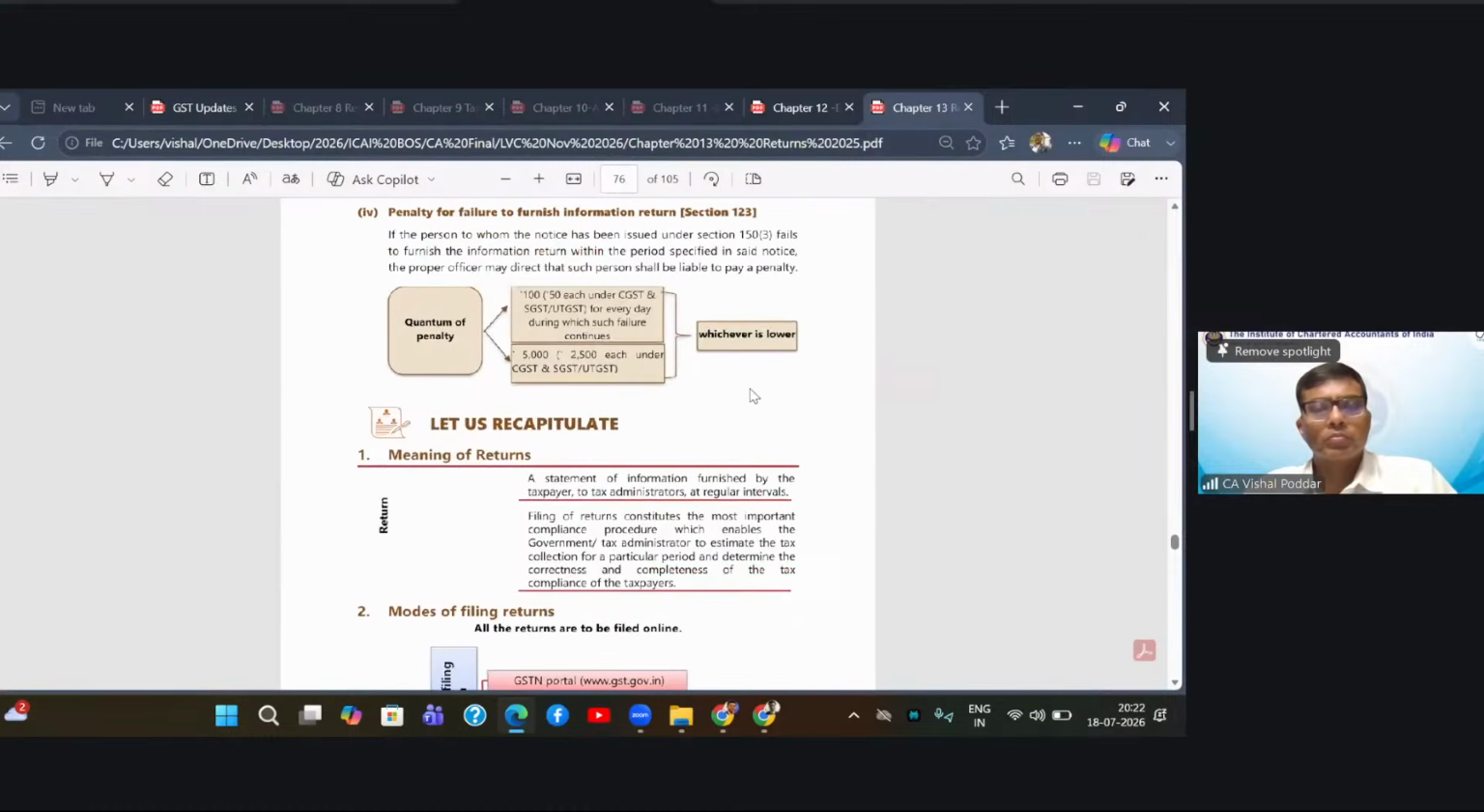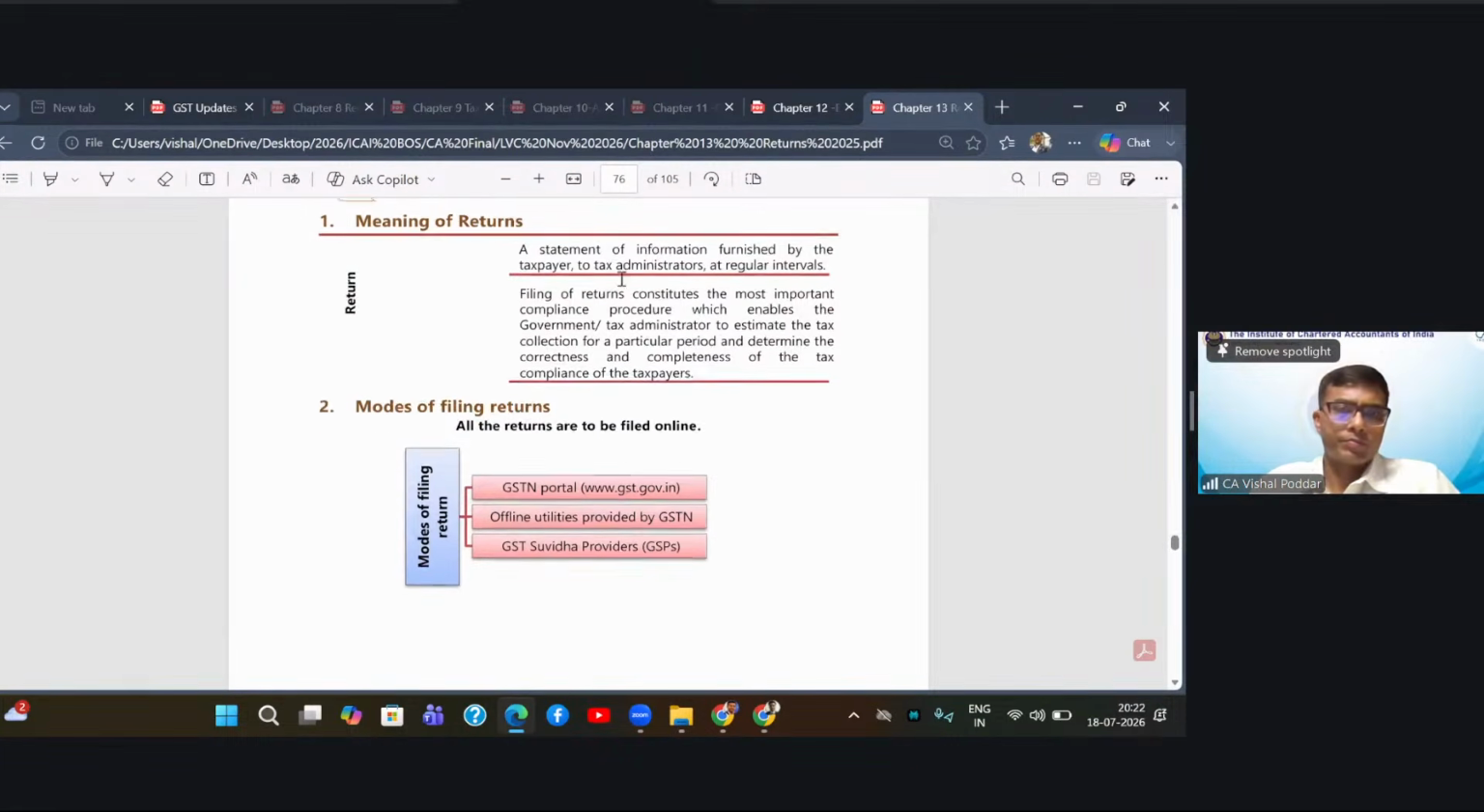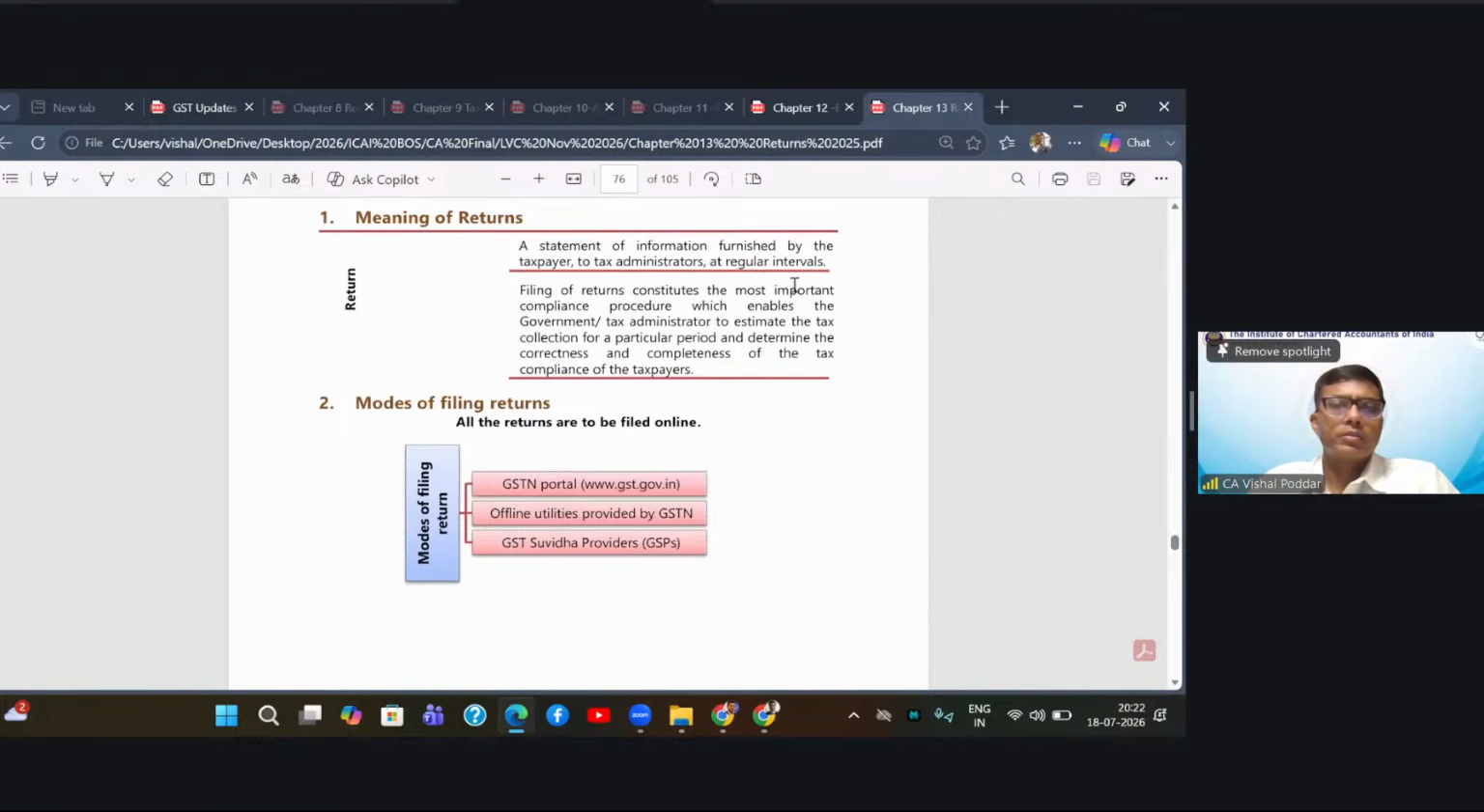So let us go to the return chapter. Now, firstly, what is a return? It has been defined as a statement of information furnished by the taxpayer to tax administrators at regular intervals. Filing of return constitutes the most important compliance procedure which enables the government tax administration to estimate the tax collection for a particular period.